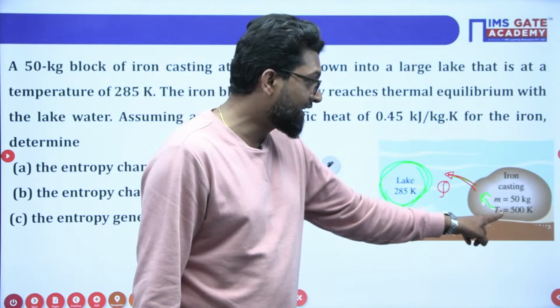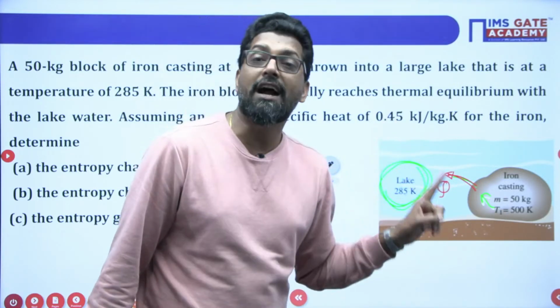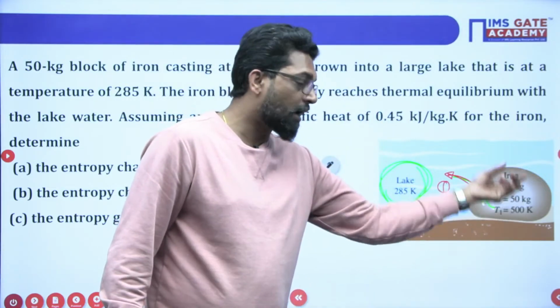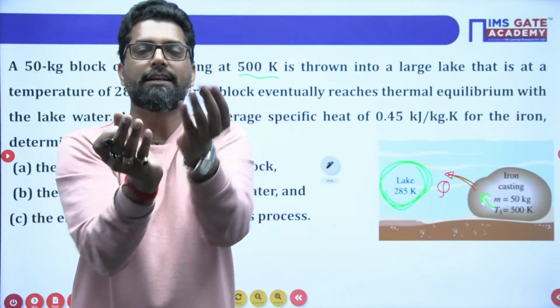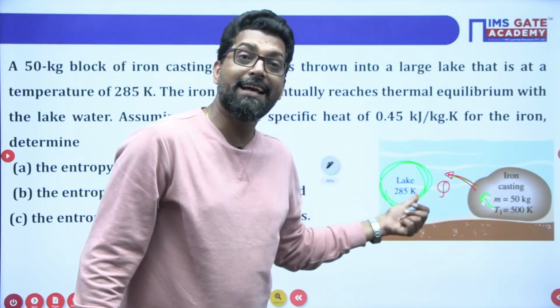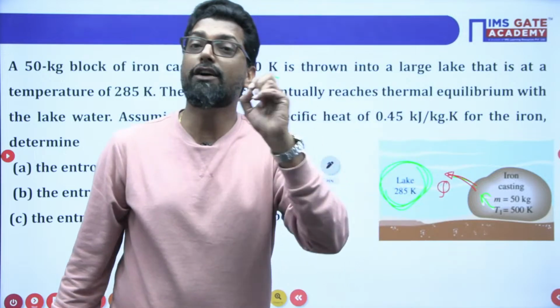So, what is the final temperature of this block? The final temperature of this block is 285. If it were small, that means if you take this iron block into a tub of water, a pot, then you have to find the energy balance. Heat loss is equal to heat gain, and you have to find the common temperature.